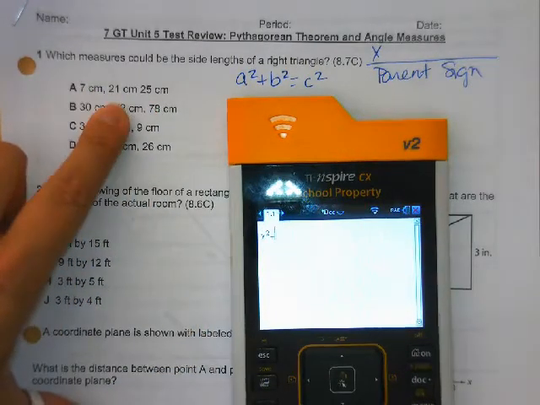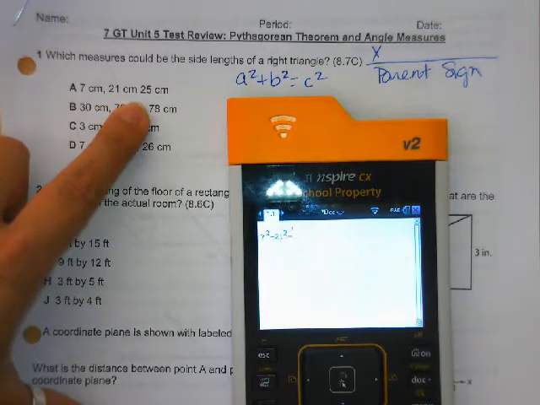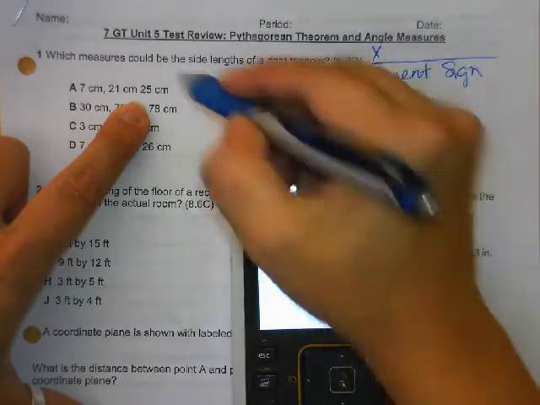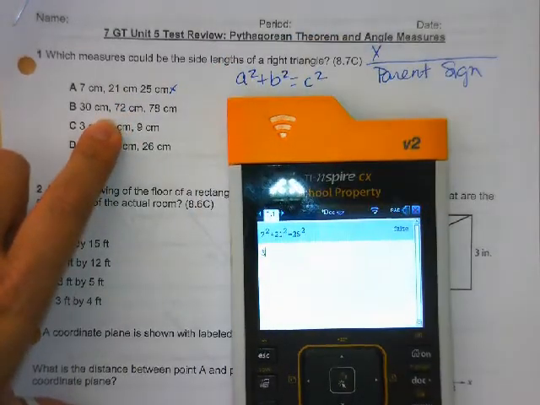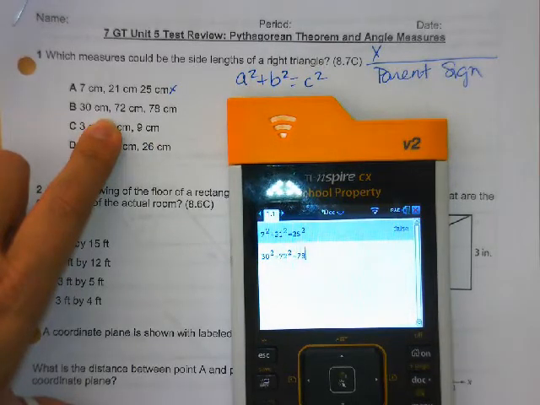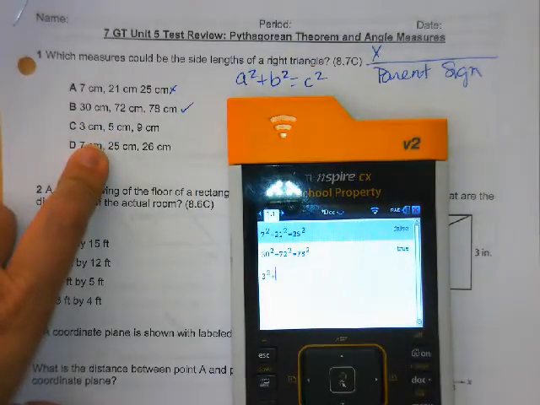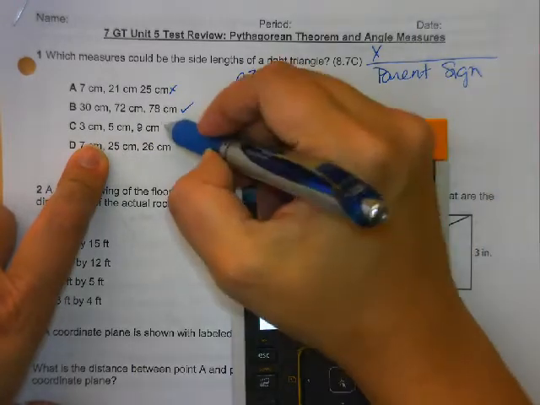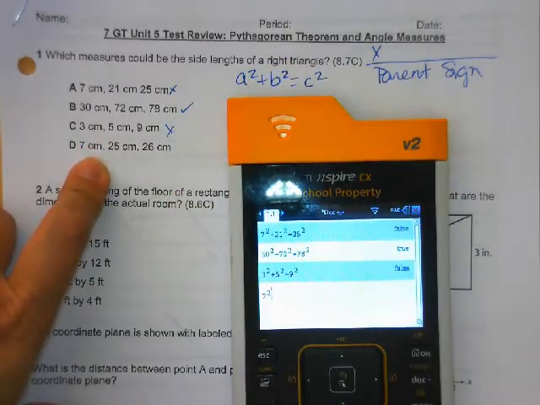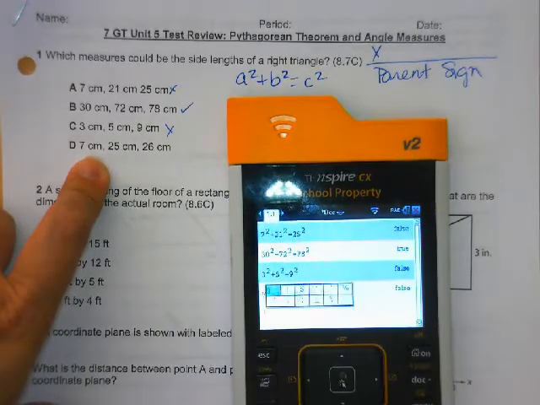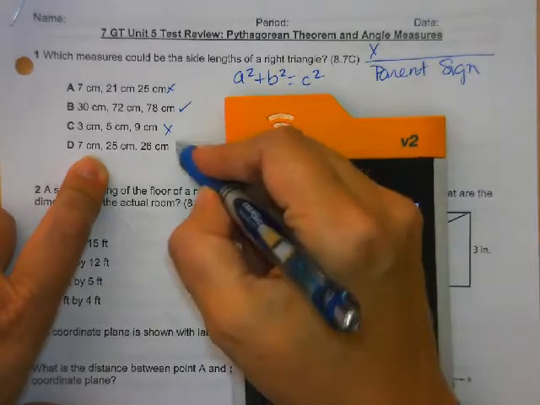So 7 squared plus 21 squared, does that equal 25 squared? No. 30 squared plus 72 squared, does that equal 78 squared? Yes. Check the other ones just to be sure. 3 squared plus 5 squared equals 9 squared. No. And 7 squared plus 25 squared equals 26 squared. And no. So it is going to be B.